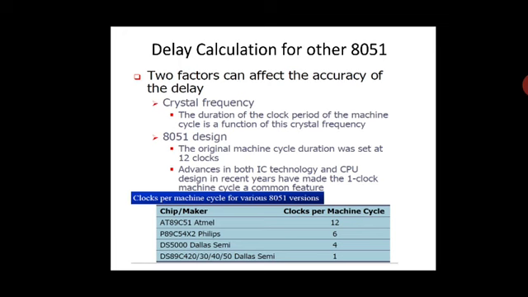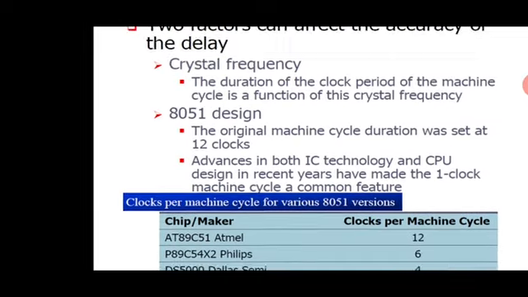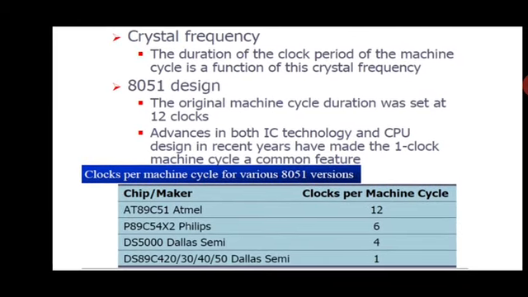For the second one, 8051, as we know, the original machine cycle duration was set at 12 clocks. With advancements in IC technology, this machine cycle clock count has been reduced. One machine cycle we said consists of 12 clocks, and it consumes more time. Nowadays, the technique has been improved such that it is reduced.